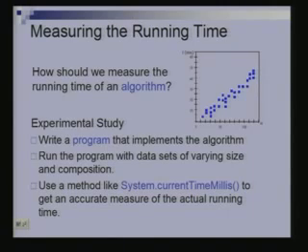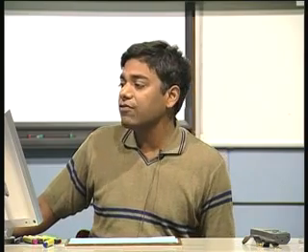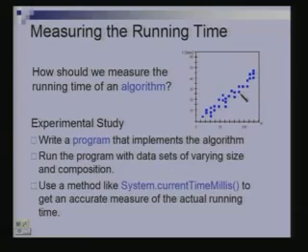And then you clock the time that the program takes. Clocking does not mean that you sit down with a stopwatch. You would perhaps just use a system utility like, let us say, the system current time, to clock the time that the program takes, and then from that you try and figure out how good your algorithm is. That is what one would call an experimental study of the algorithm.